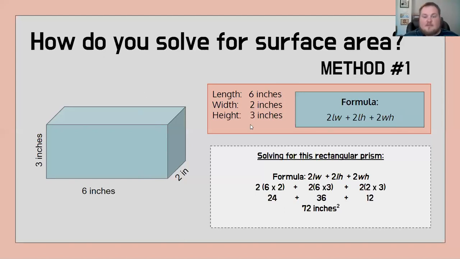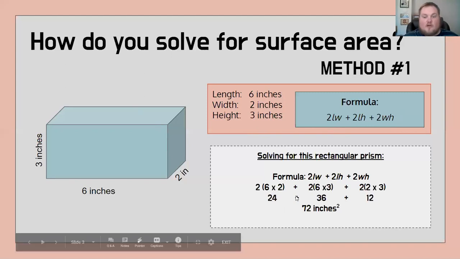So plugging these numbers into our formula, 2 times 6 times 2 is 24, plus 2 times 6 times 3 is 36, plus 2 times 2 times 3 is 12. Add those together and you get 72 square inches. Now this is method 1.